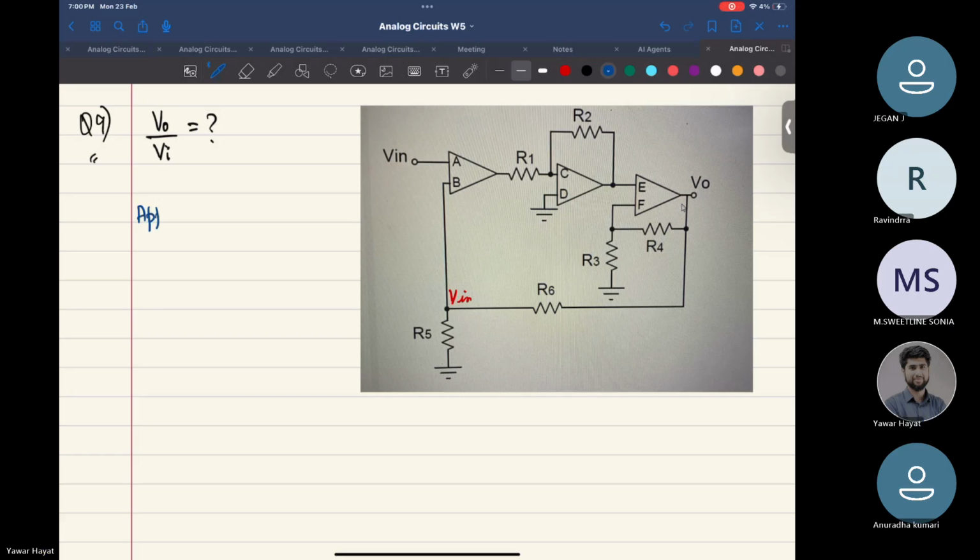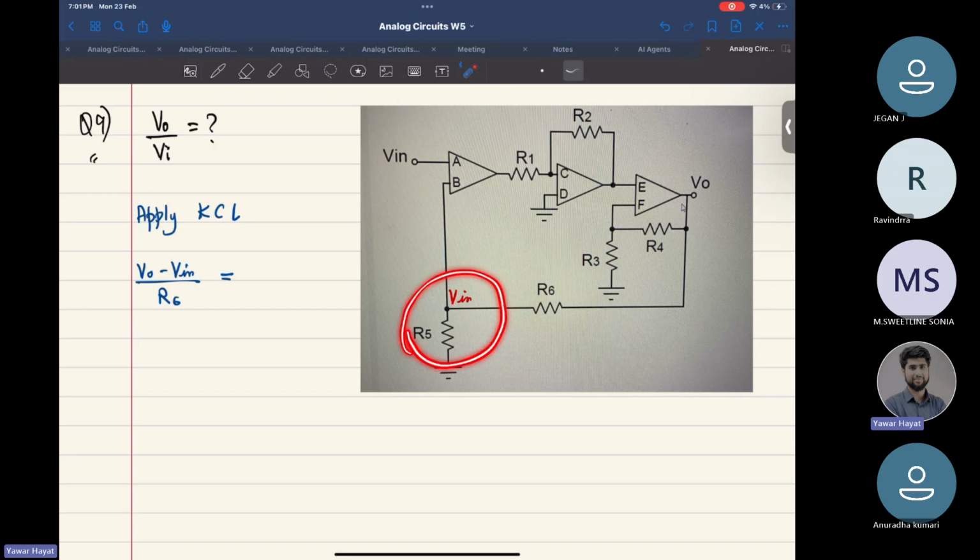And if I apply KCL, I want to apply KCL at this particular node. Okay, current going in is this, current going out is this. They have to be equal, right? What is current going in? That is this node voltage VO minus V input by R6, right? So VO minus V in by R6. How much is that? That is V input by R5. Is that fine?